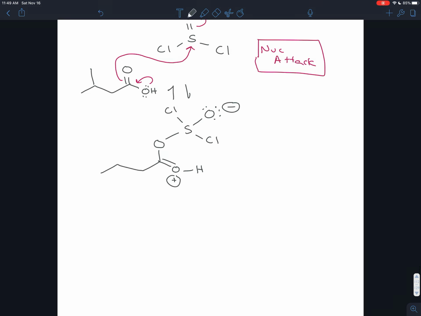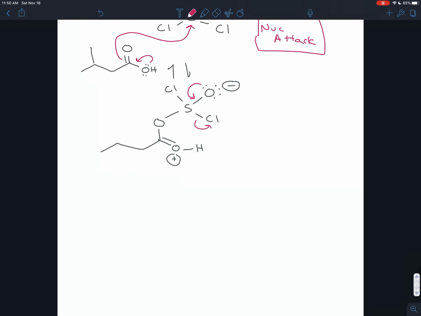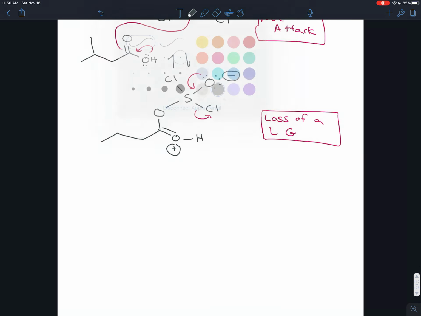And that tetrahedral, the oxygen there is very unstable, and so just like in the tetrahedral intermediates of nucleophilic acyl substitutions, it snaps back down and kicks this awesome chlorine leaving group off. So that is ultimately loss of a leaving group, the second step in a nucleophilic acyl substitution.